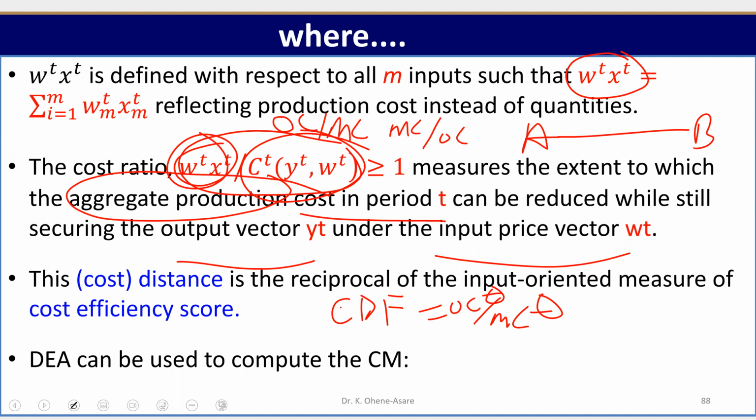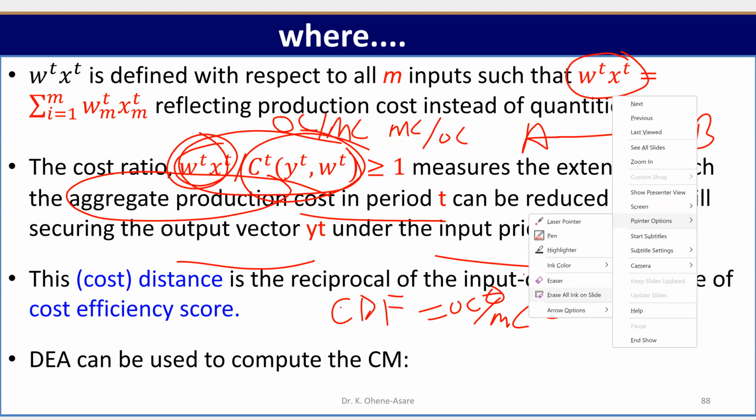And so we are going to use DEA to measure each of these distance functions. How? Watch this. You remember that when we were estimating the input distance function, we had 4 different input distance functions, and then we slotted each one of them into the productivity measure. It's the same thing we are going to do with the cost. So watch the cost distance function for all of this. Okay, let's look at the first one.